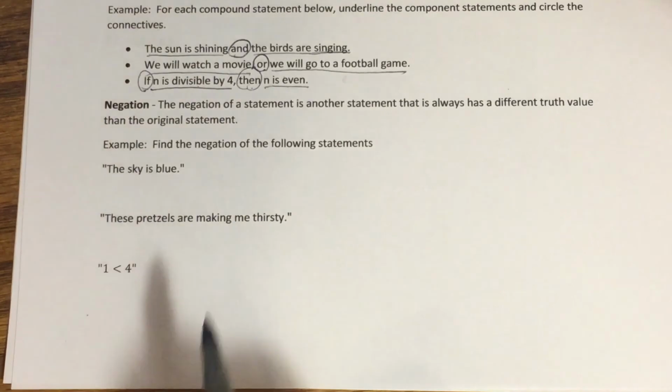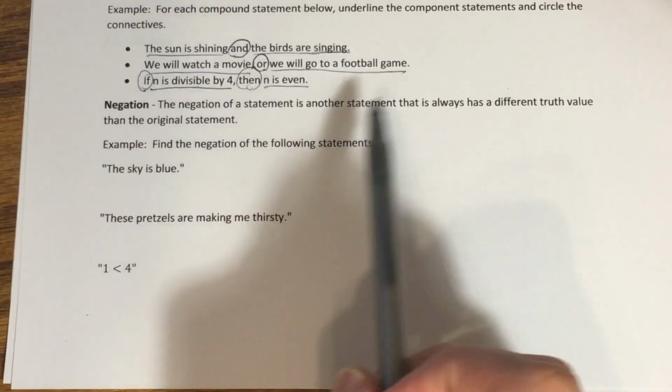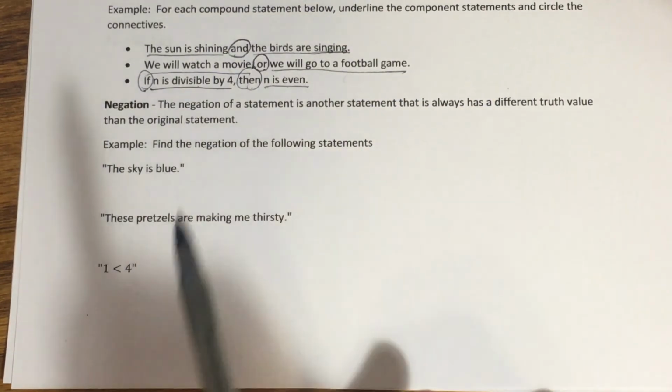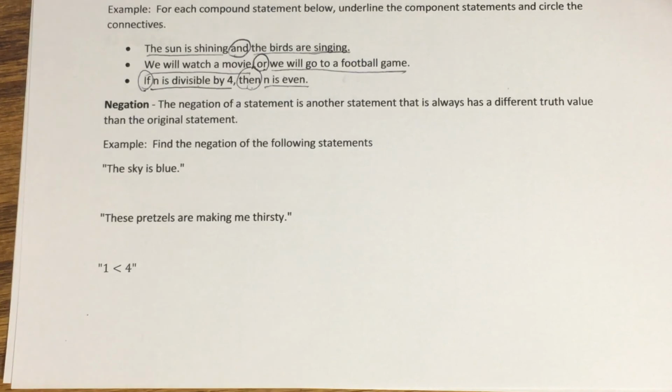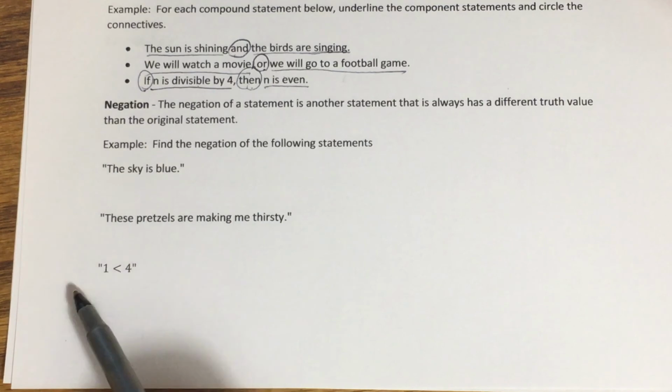On to negations next. So the negation of a statement is another statement that always has a different truth value than the original statement. In other words, it's a related statement that's always true when the other one is false, or it's always false when the other one is true. Oftentimes we think of negations as being the opposite of what a statement is trying to say. So here's a couple of examples.